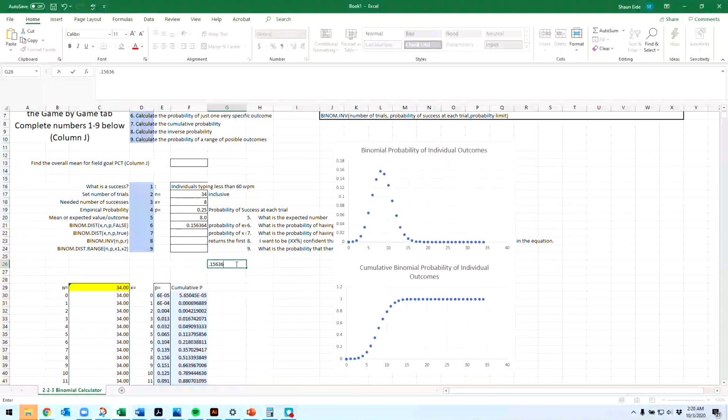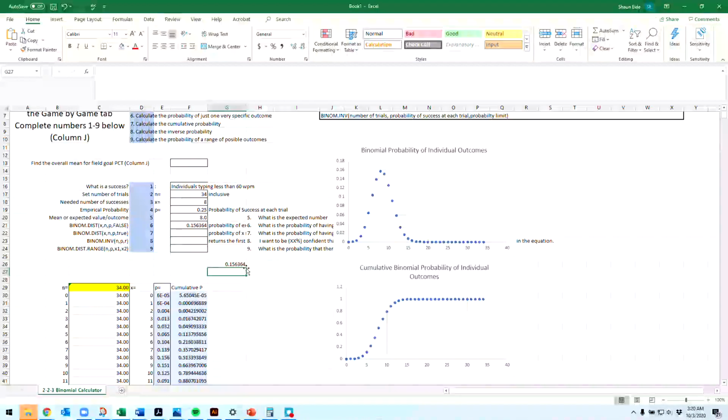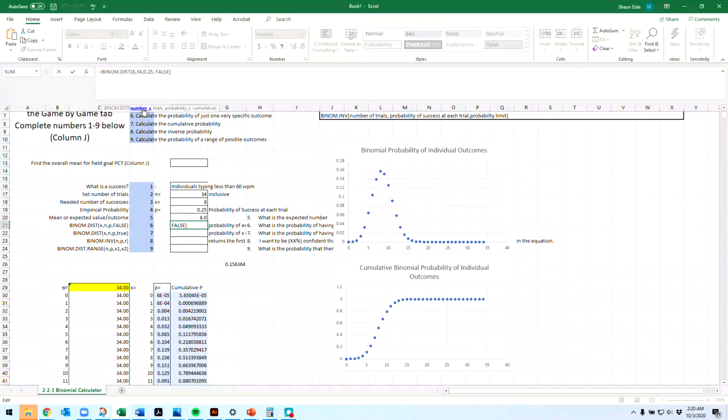So this gives us 0.156364. And then if you wanted to compare it to, let's say, 9, so we've got 8 right here, and now we're going to compare it to 9. Instead of 8, we're going to put 9. And 9 gives us 0.1505, so you'll see this is a little bit less likely than this. You can double check your work really quick and see that 8 is in fact the most probable outcome.